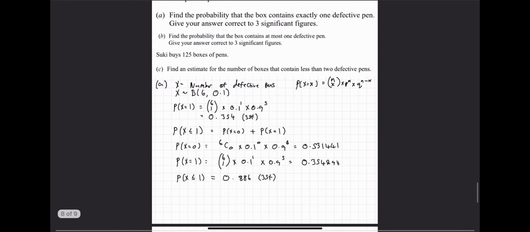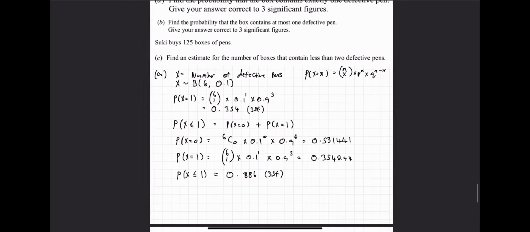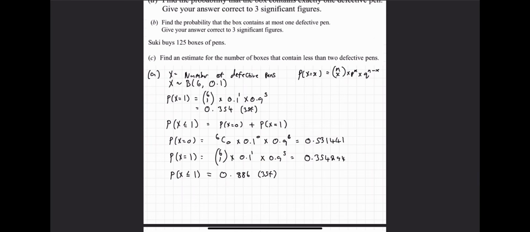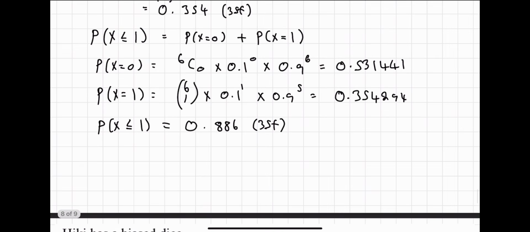Find an estimate for the number of boxes that contains less than 2 defective pens. So Suki has 125 boxes of pens. So less than 2 defective pens. So the probability that x is less than 2. Well, that's exactly the same as the probability of x being at most 1.